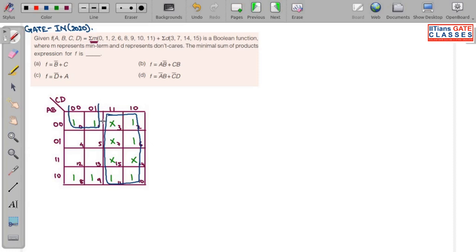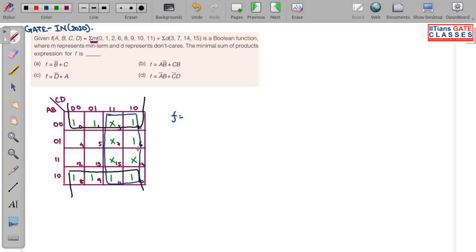Okay, so why should we construct a group of 4? If we make a group of 4 here, but we also have a group of 8 if we can take like this, then we will not make that group of 4. Instead what we will do, we will make a group of 4 and a group of 8 like this. Now let me write the corresponding SOP.